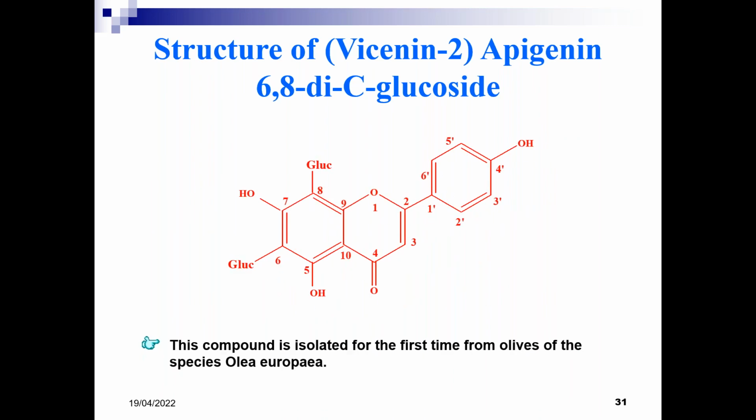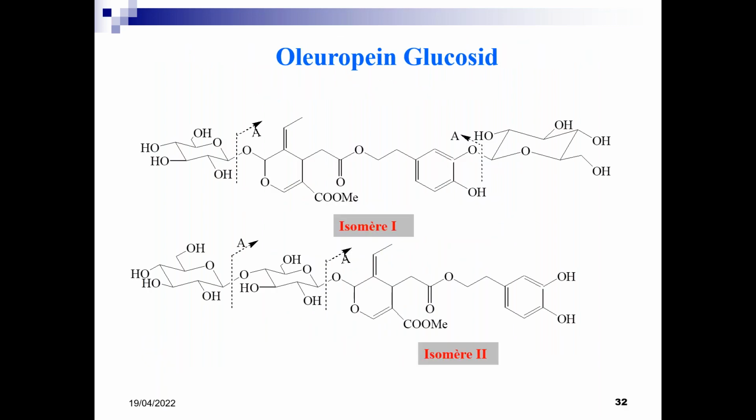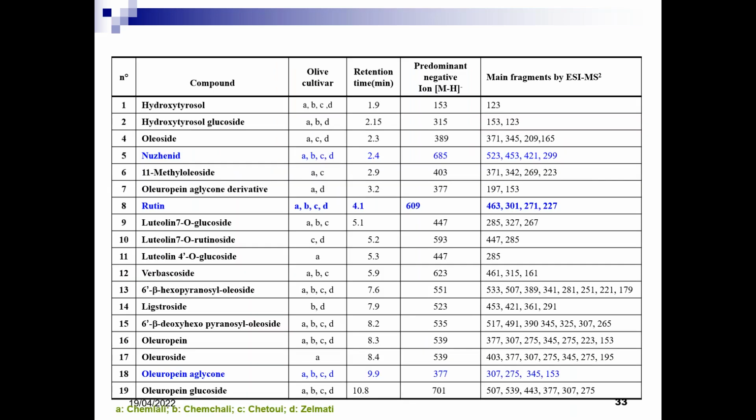And for the first time, using LCMS and NMR, we have identified this compound, which is vicenin-2, in olives. We have identified also other compounds, such as hydroxylated glycosides. We have two structures, two possibilities, and this using LCMS, and from this table you can see the mass spectra, the retention time, and the fragments of each compound identified.